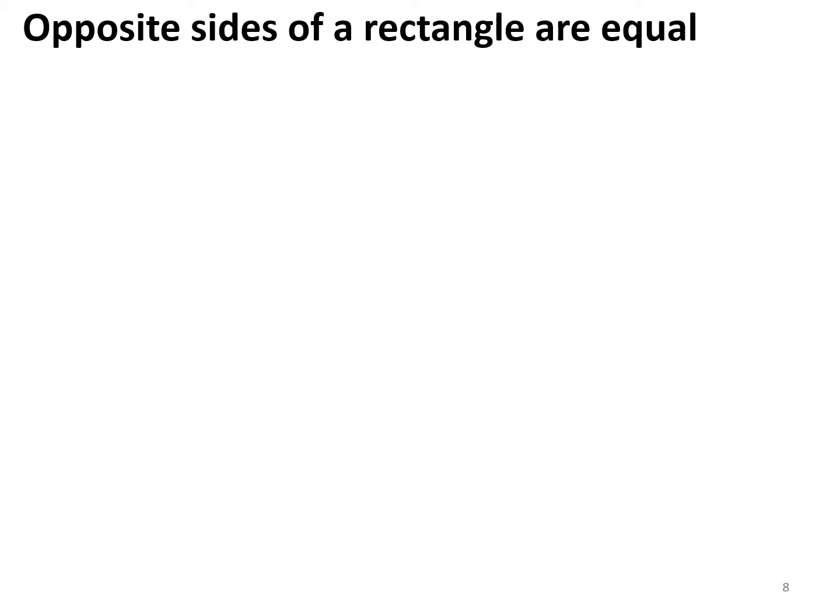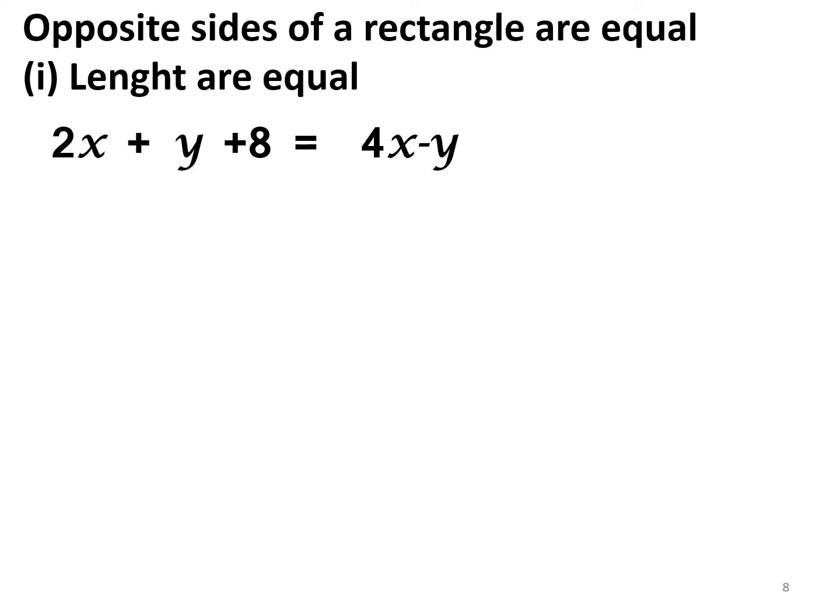As I already mentioned, opposite sides of the rectangle are congruent. So first we will go with solving the length. So lengths are equal. So I can say that 2x plus y plus 8 will be equal to 4x minus y. On bringing all the x and y terms on one side and the numerical term to the other side, the equation will become 2x plus y minus 4x plus y is equal to minus 8.